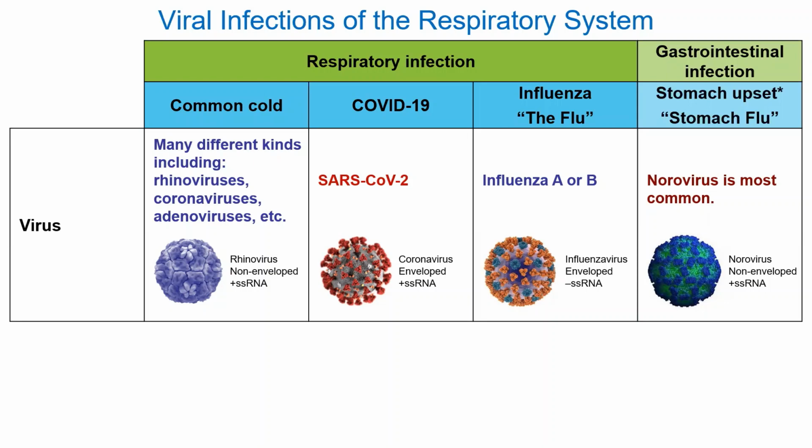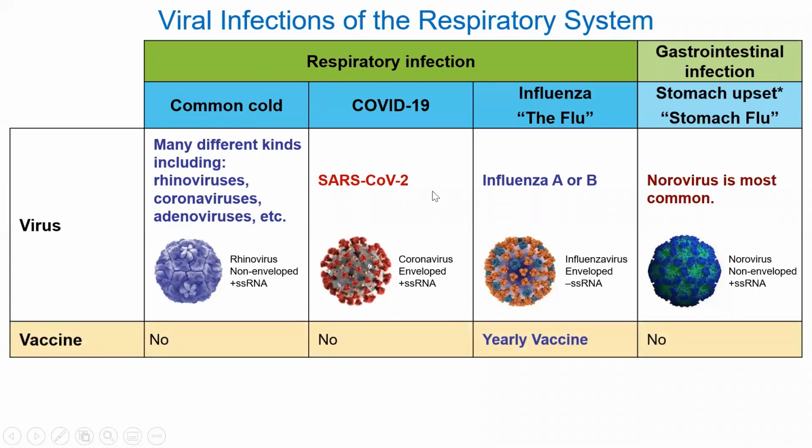There's actually 3, A, B, and C, that can infect humans. Usually influenza A is the main one that's causing human disease. And then, of course, the stomach flu, which I'm going to try to avoid calling it that, is caused by norovirus. So they're all different viruses. Interestingly, they're all RNA viruses. Some are enveloped, some are not. But that's kind of interesting that they're all RNA viruses.